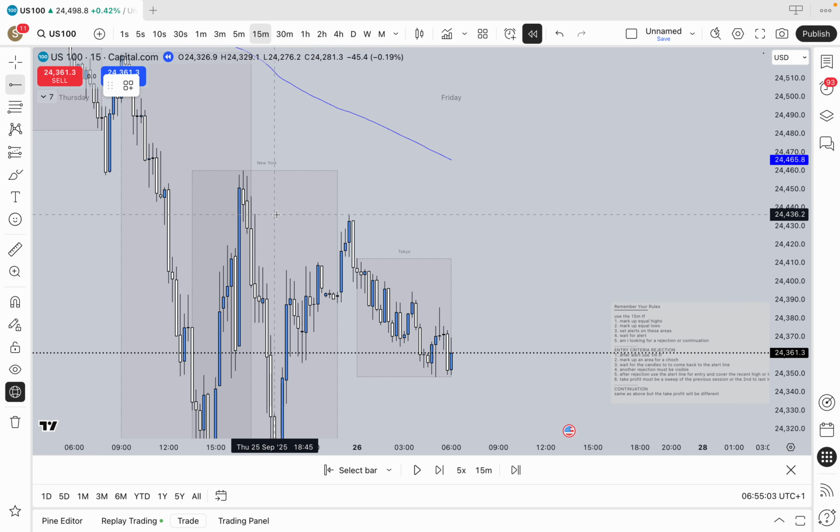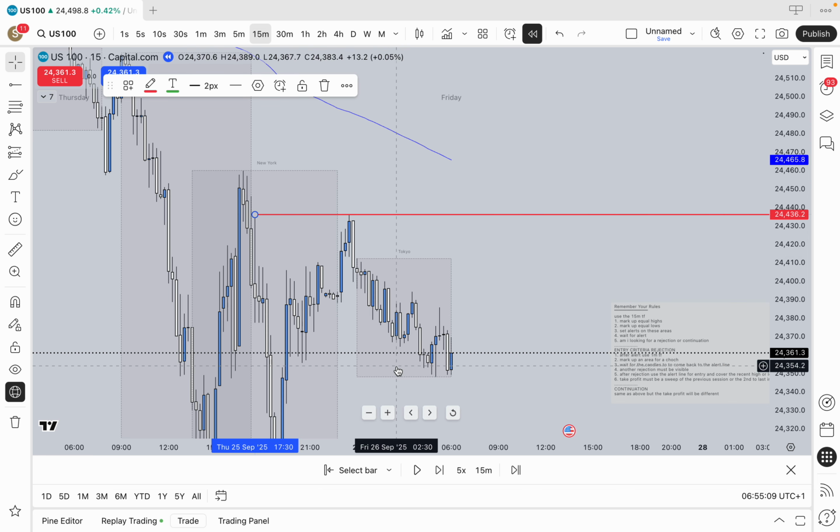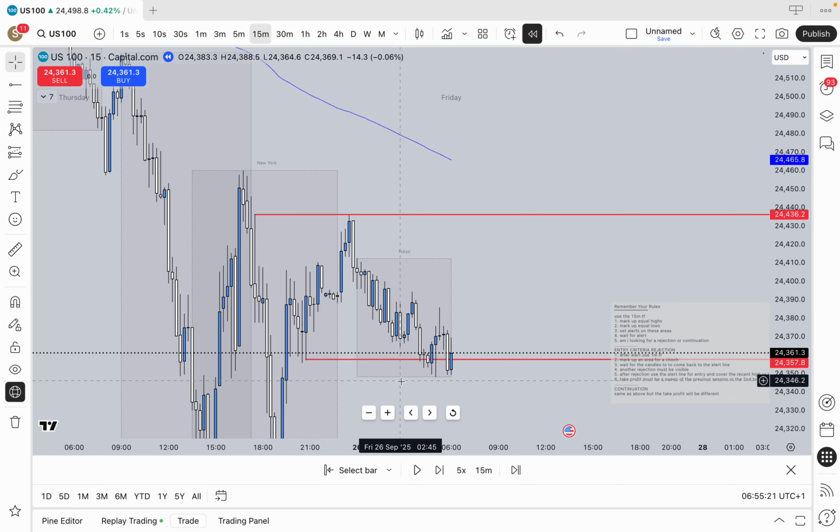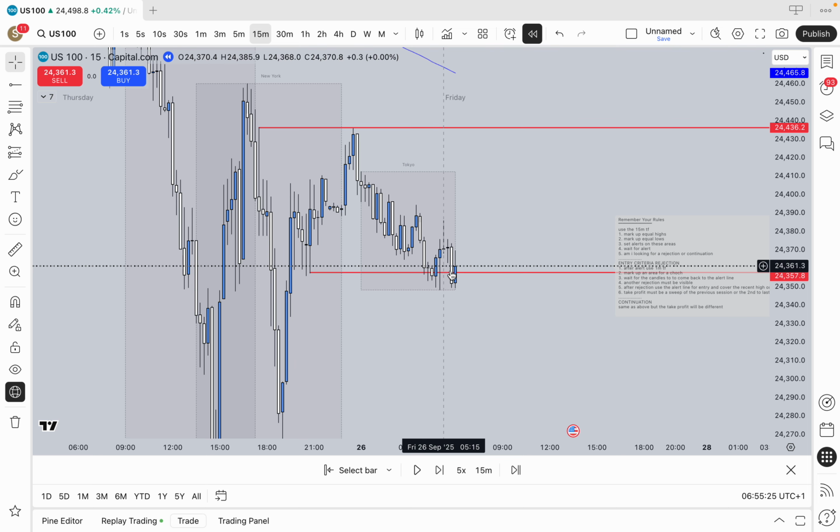So here we have some equal highs, roughly. Okay, and as we come down to here, we've got a nice area down here, so I will mark that up as well. Okay, now this is good because obviously we've had a sweep here. Now we just got to see what's going to happen.